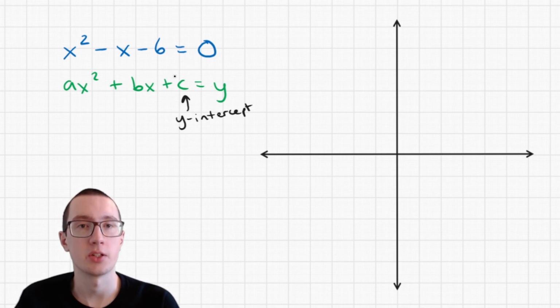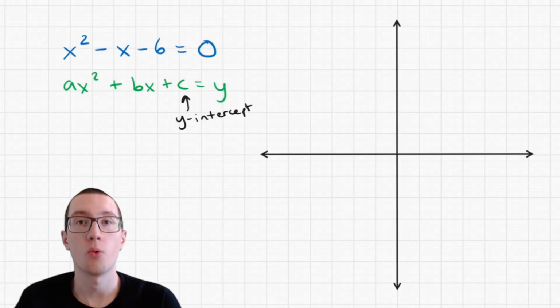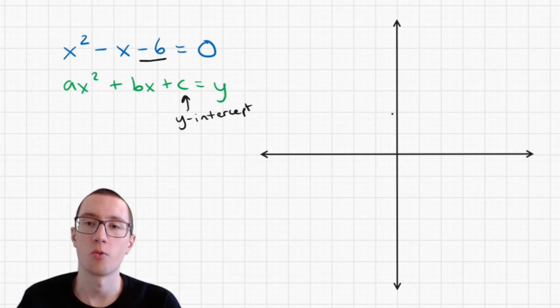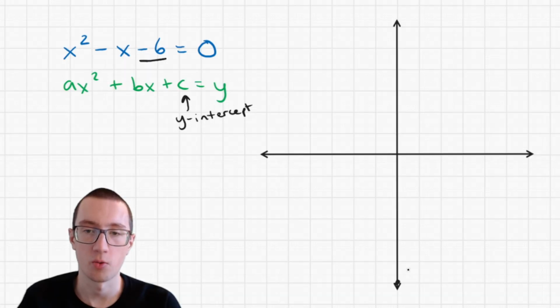So what is c? Well, you might be going, oh, well, c is 6, right? Because 6 is where c is. But you always have to include the sign. So it's actually going to be minus 6. So that's where it crosses the y-axis. So we're going to start in the middle, and we're going to go down 1, 2, 3, 4, 5, 6. There's going to be a point right here. That's where it crosses the y-axis.